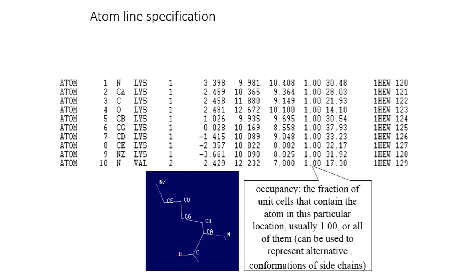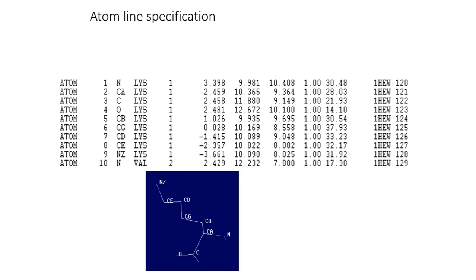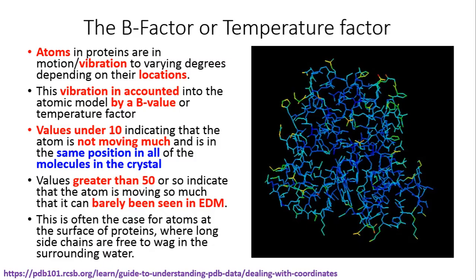Okay, now as I have mentioned, there are two more columns called the occupancy column and the B factor column. B factor is also sometimes called the temperature factor. So let us start now discussing what this B factor, or temperature factor, is.